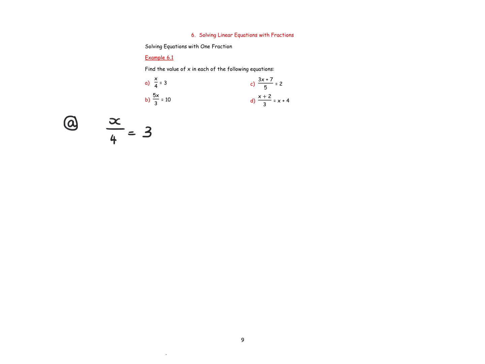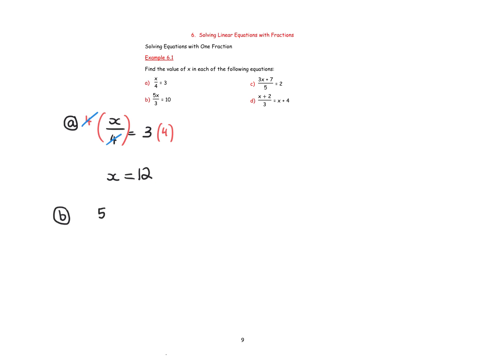Therefore, we can multiply each side by 4. On the left-hand side, we have 4 multiplied by x divided by 4. The x has been multiplied by 4 and divided by 4, so essentially, it's been multiplied by 1. We end up with x is equal to 3 times 4, and 3 times 4 is 12. The next example, B, is very similar.